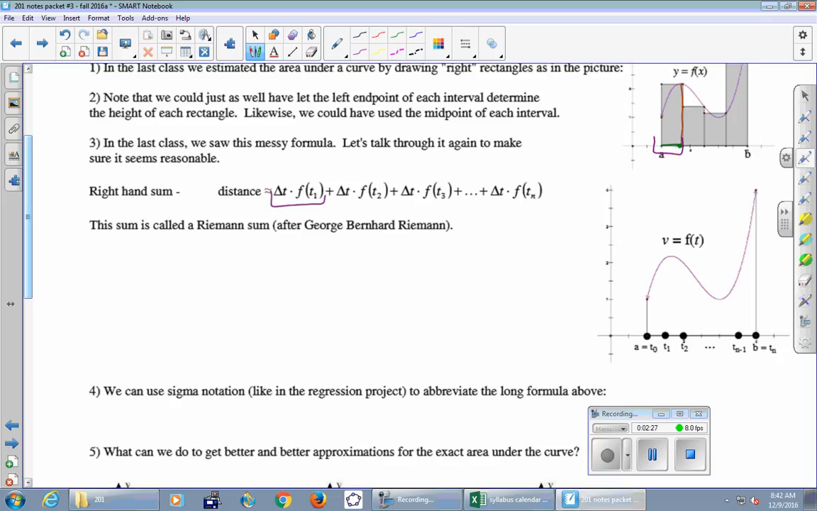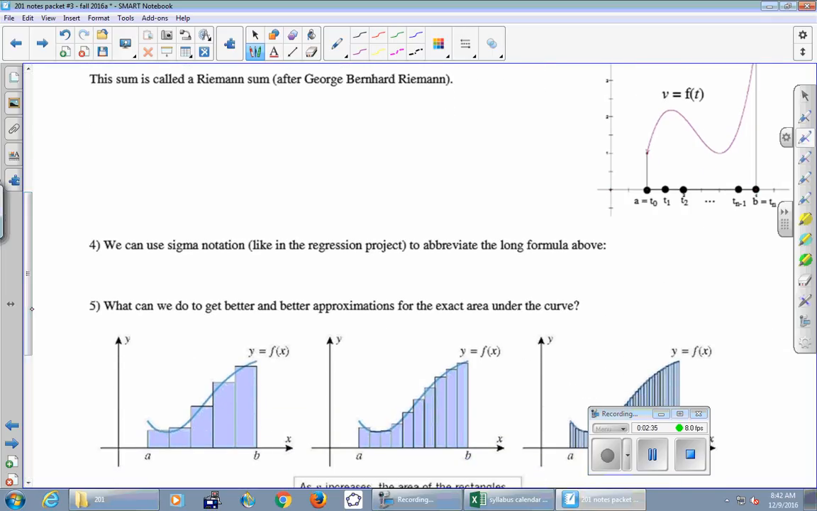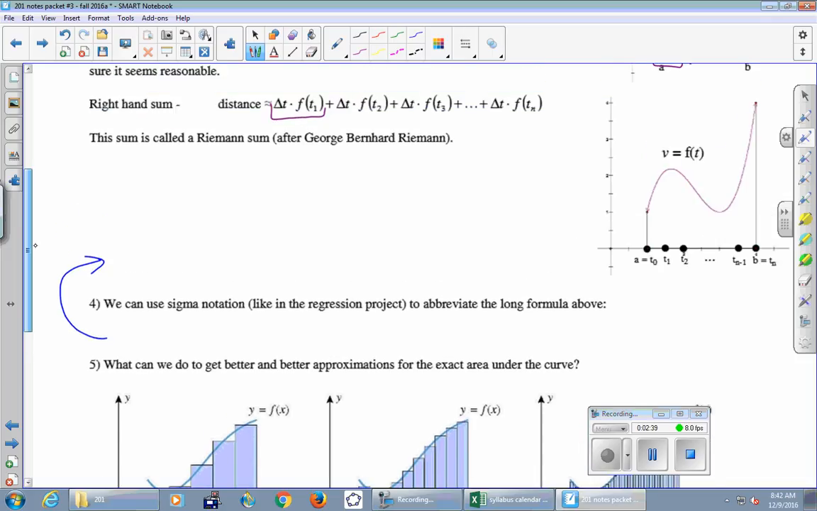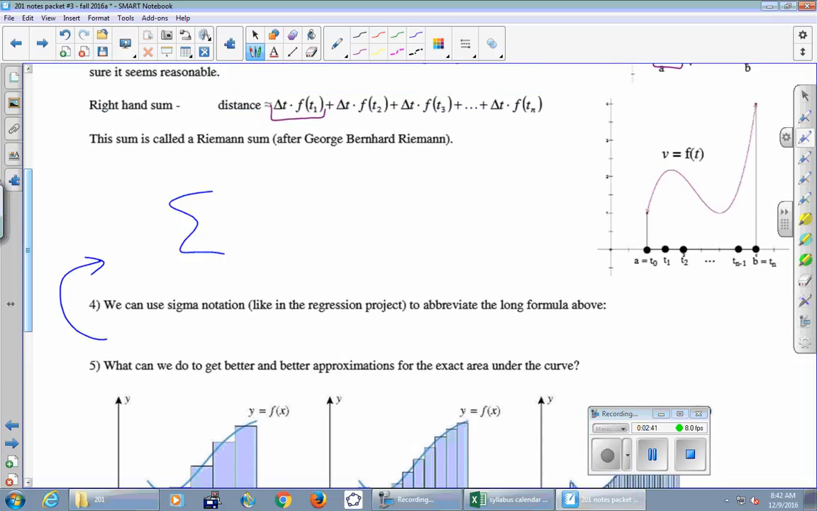In number 4, it says we can use sigma notation, just like we did in the regression project, to abbreviate that long formula up above. Let's give it a shot. Okay, I'm actually going to put it in here because I got more space. So sigma notation. So we start with a big old capital S in Greek, big sigma. We just have to capture the pattern. Every single one of these terms looks like delta t f of t sub something, right? And the something is the thing that changes. So we just copy all of that.